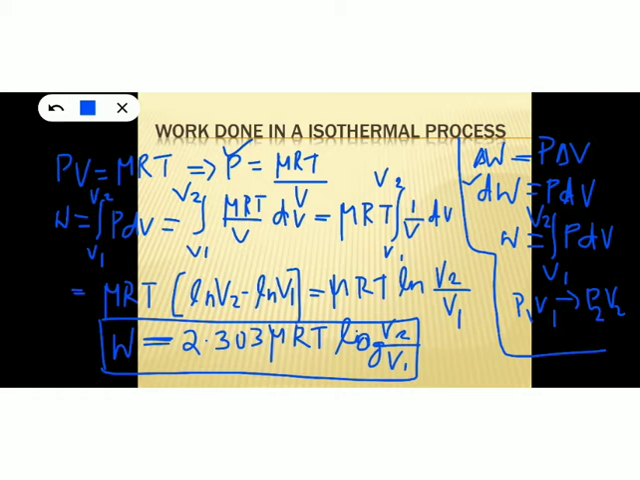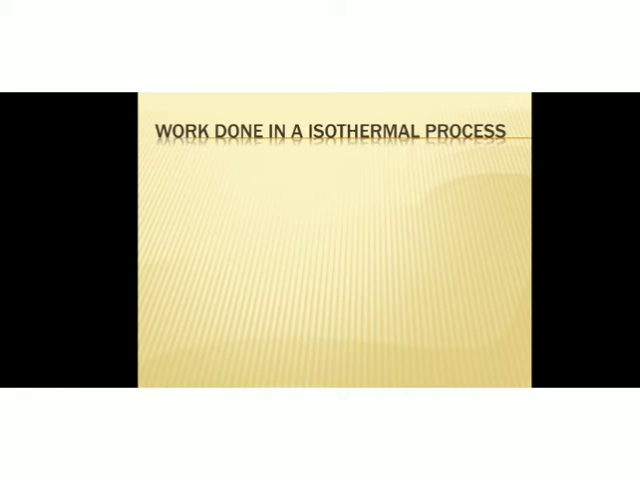And from this expression it is very clear, if V2 is greater than V1, work done W will be positive and work is done by the system. And if V2 is less than V1, work done will be negative, that is work is done on the system. Okay, so this is the work done in an isothermal process. 2.303 mu RT log V2 by V1.